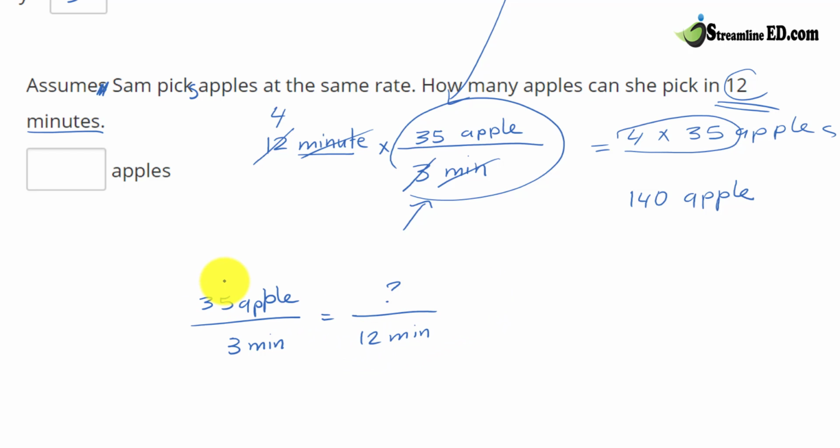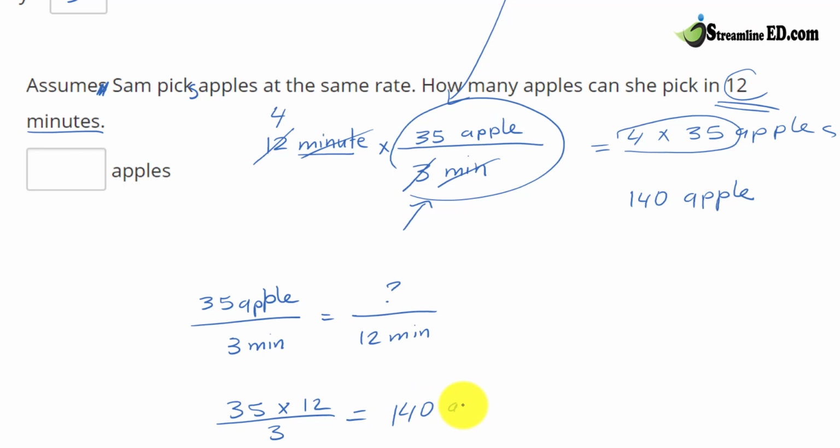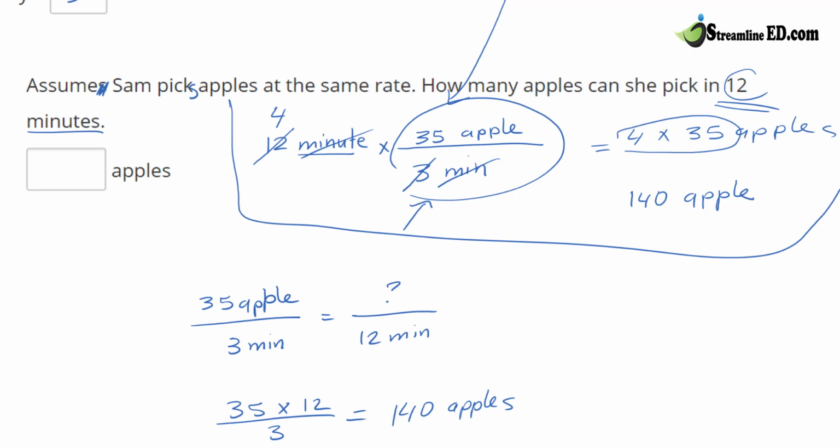The same thing, cross multiply and divide. What we have here is 35 times 12, divided by 3. If we do that on a calculator, because that is now a larger number, we have 35 times 12 divided by 3, and the answer is still the same, 140 apples. See how both processes work, but this is the best process to work with because later on you are going to learn about this. Get used to it. It becomes second nature to you.